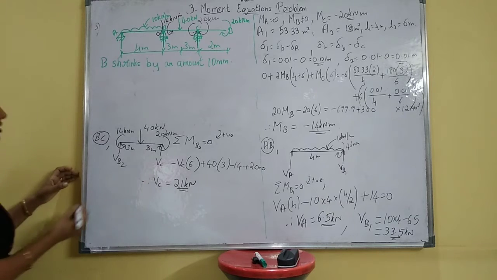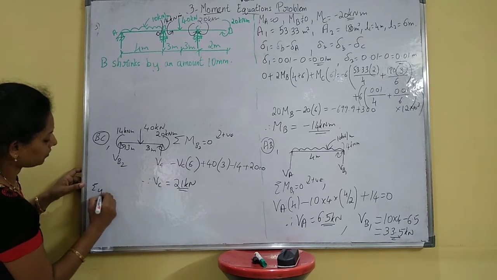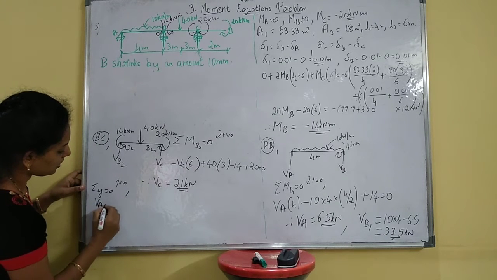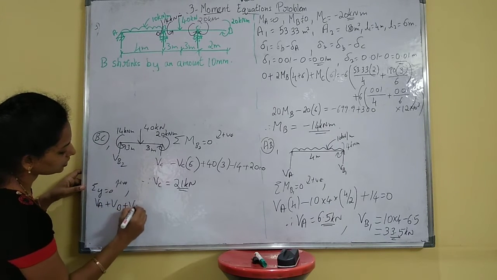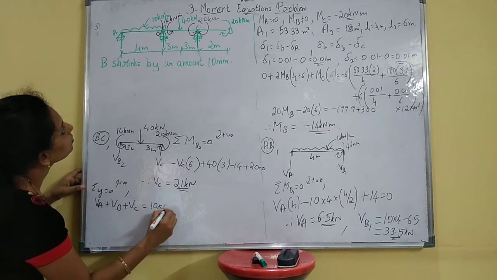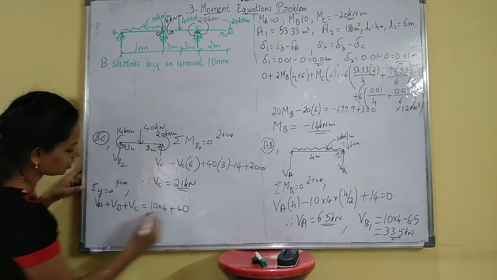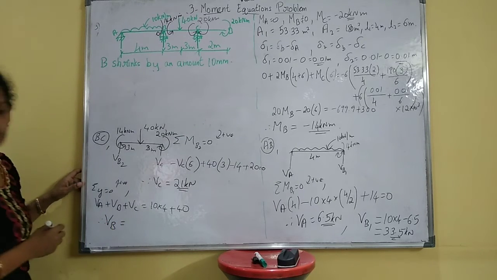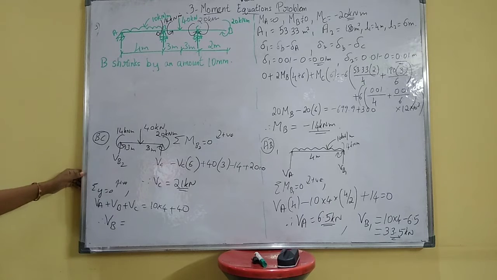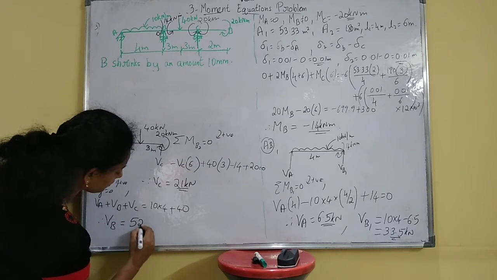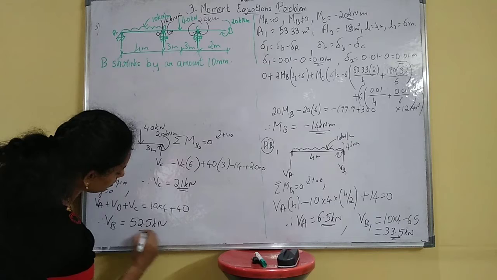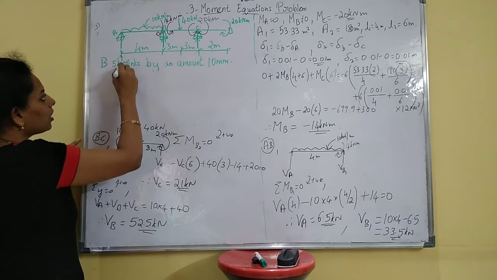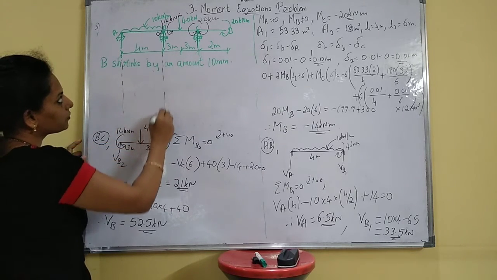Okay. Next, directly summation y equal to 0, upward as positive. So you have VA plus VB plus VC equal to 10 into 4 plus 40. Here VA and VC is known, directly you find out VB. Okay. So VB will be 52.5 kilonewton. Okay. Next, draw bending moment.